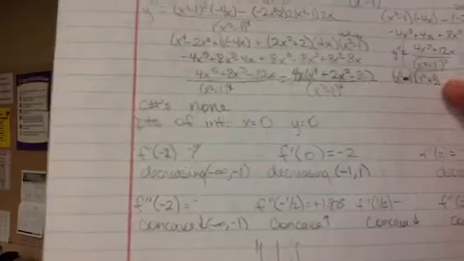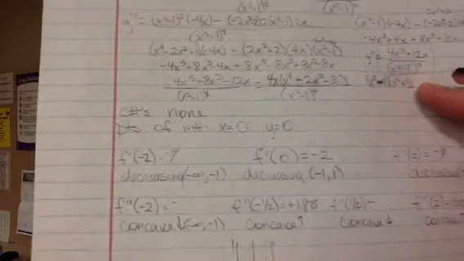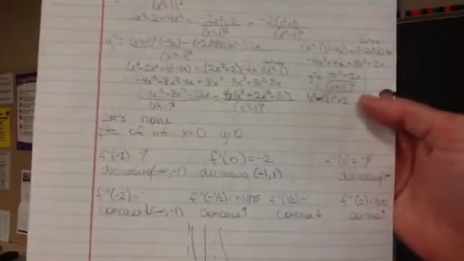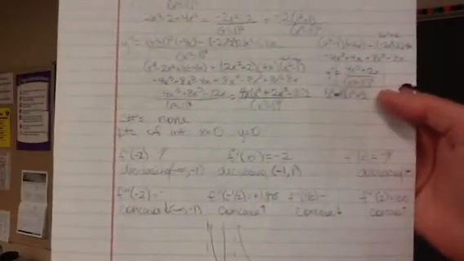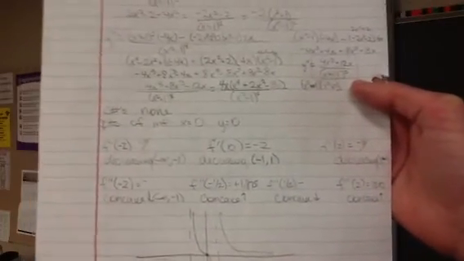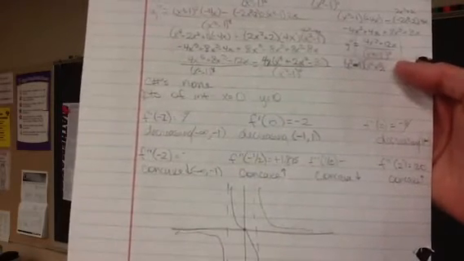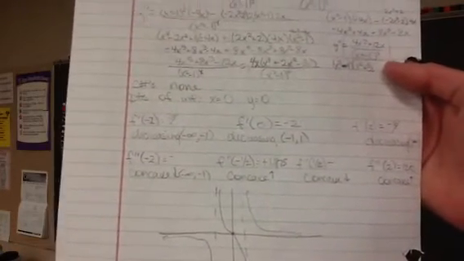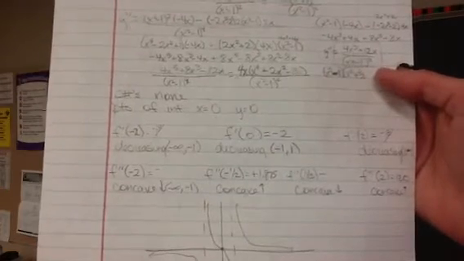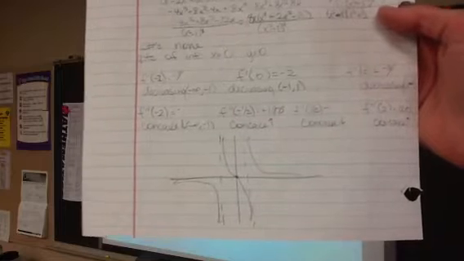You're decreasing from negative infinity to negative 1, decreasing from negative 1 to 1, decreasing from 1 to infinity. So everywhere is decreasing. You're concave down from negative infinity to negative 1, concave up from the next interval of negative 1 to, yep, you're concave down next, and then you're concave up. And there's your graph.